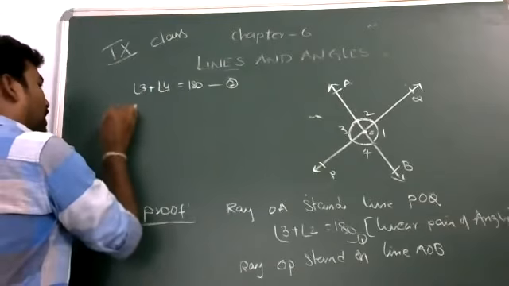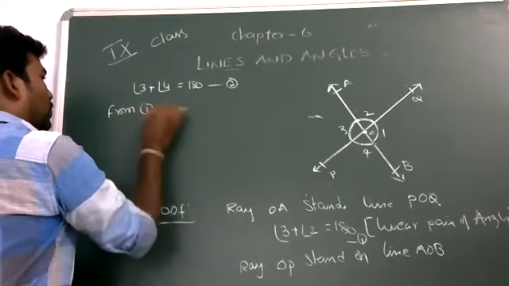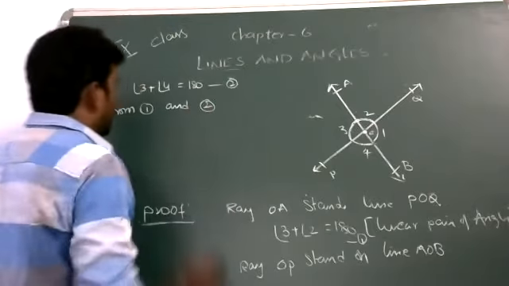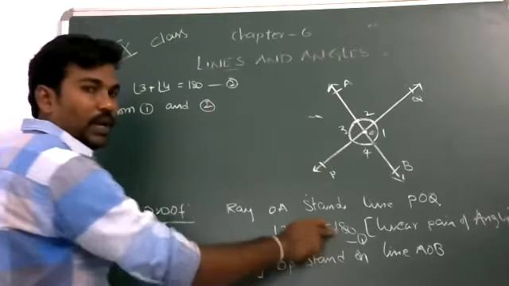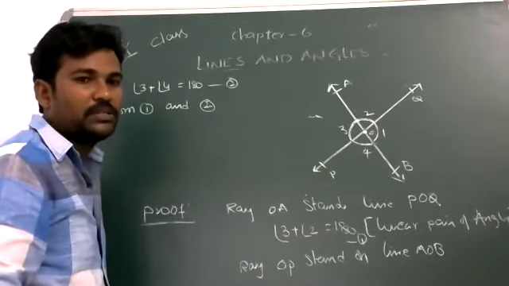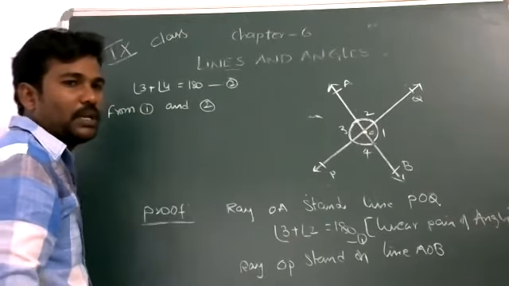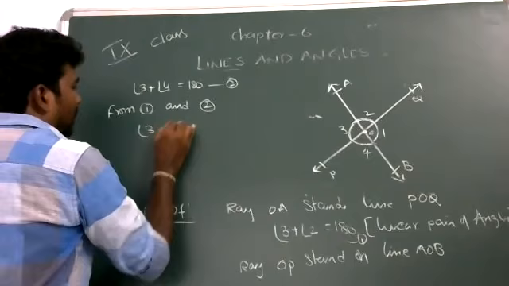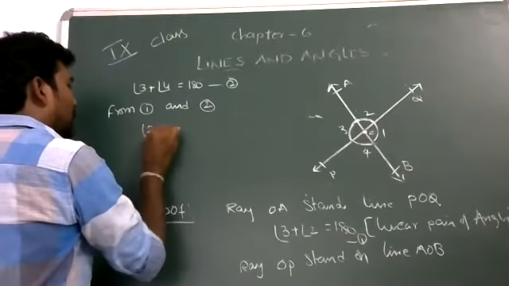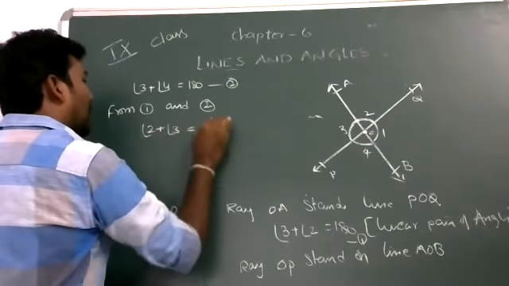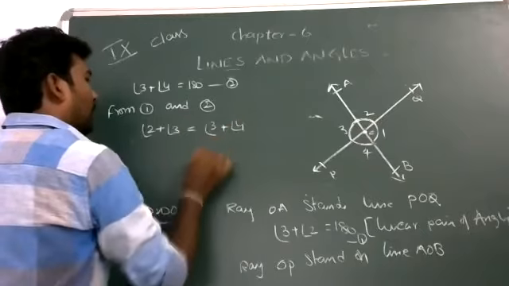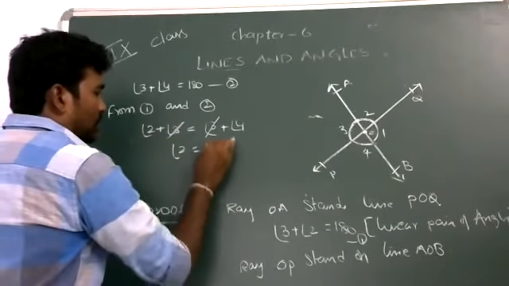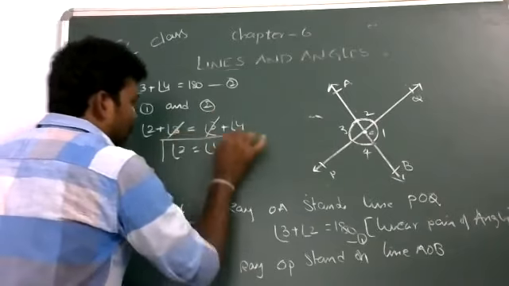So from equation 1 and equation 2, here 180, here also 180. RHS equal, then LHS also equal. So what is equation 1? Angle 2 plus angle 3 is equal to angle 3 plus angle 4. Angle 3, angle 3 get cancelled. Finally, you are getting angle 2 is equal to angle 4.